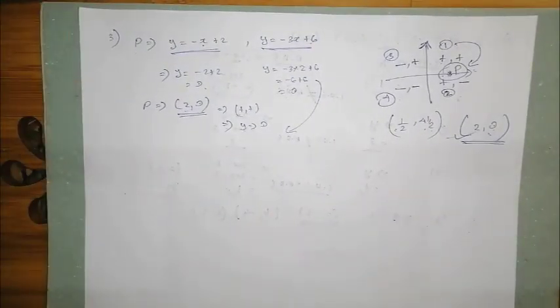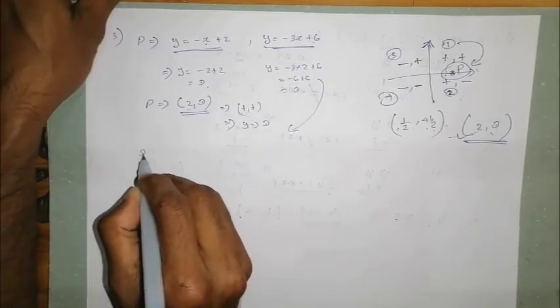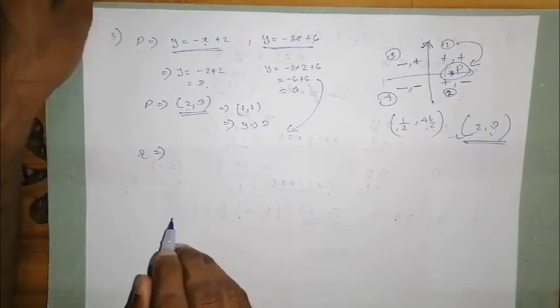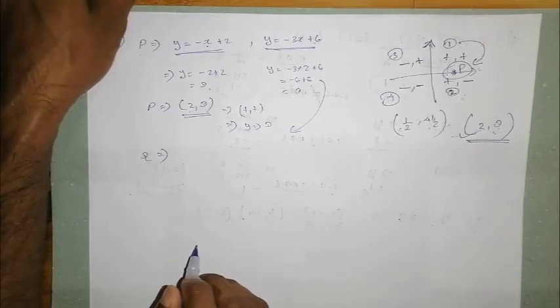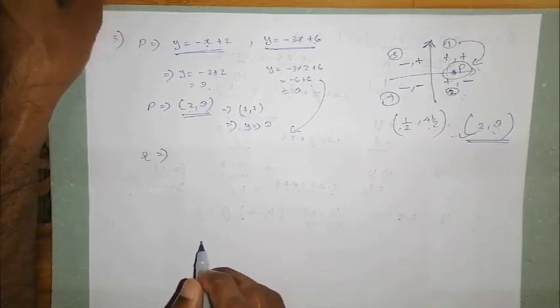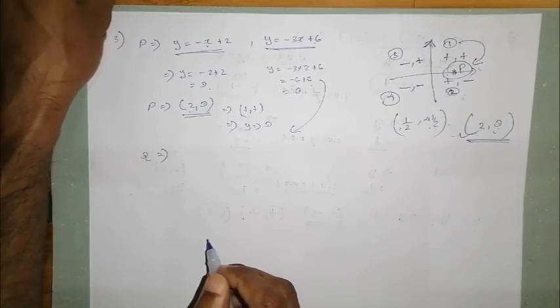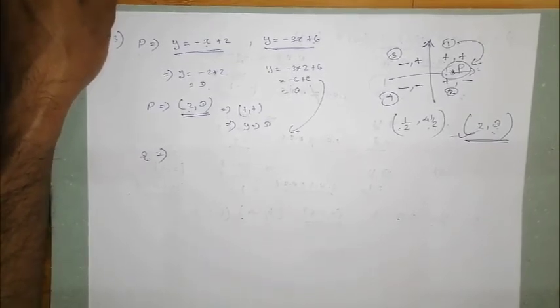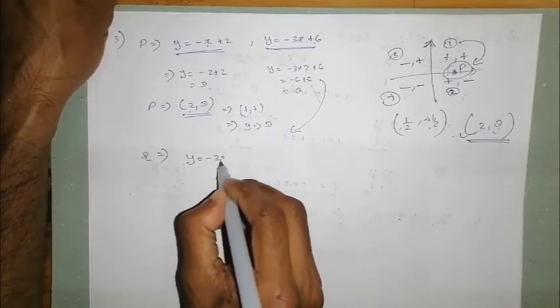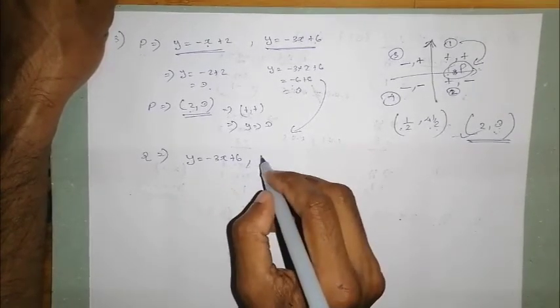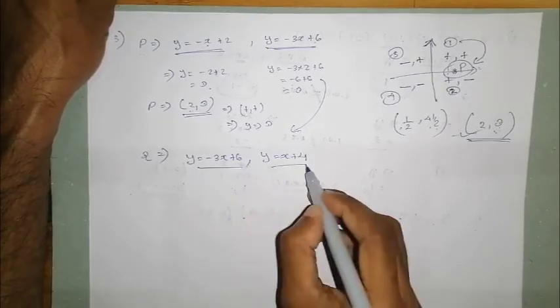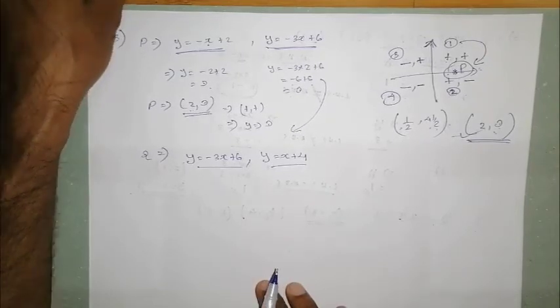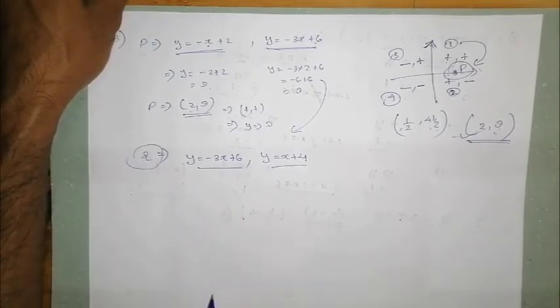Okay, the second point, we have point Q. We are going to discuss some of the points. If you observe the point Q, the point Q is created by intersecting y equals minus 3x plus 6, comma y equals x plus 4. So these are the straight lines which are intersecting at point Q.